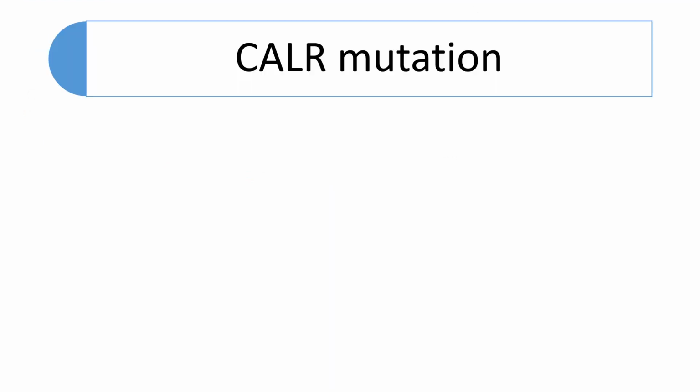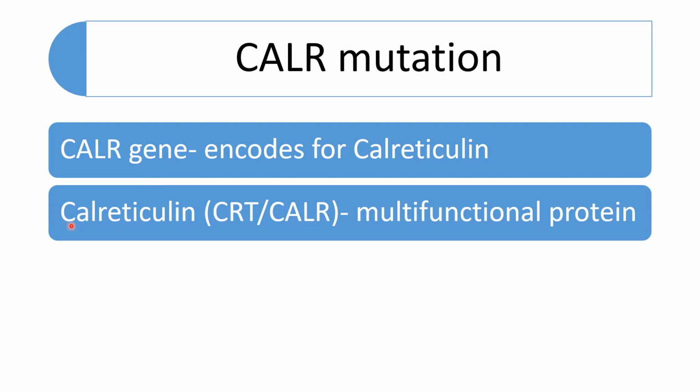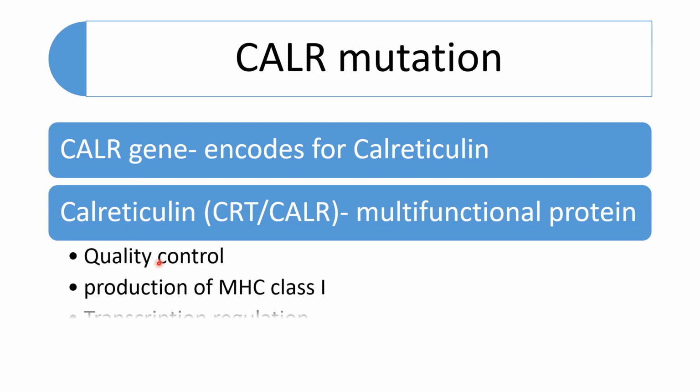Most ET patients who do not have the JAK2 mutation will have the CALR mutation of the CALR gene. This gene provides instructions for making the multifunctional protein called calreticulin. Calreticulin is involved in a variety of intracellular, cell surface, and extracellular functions like quality control, production of MHC class I, and transcription regulation.